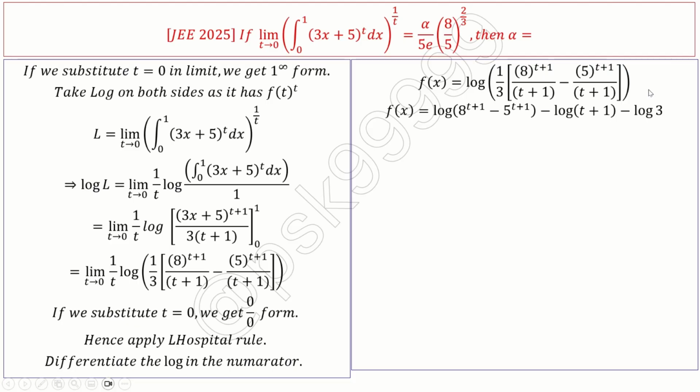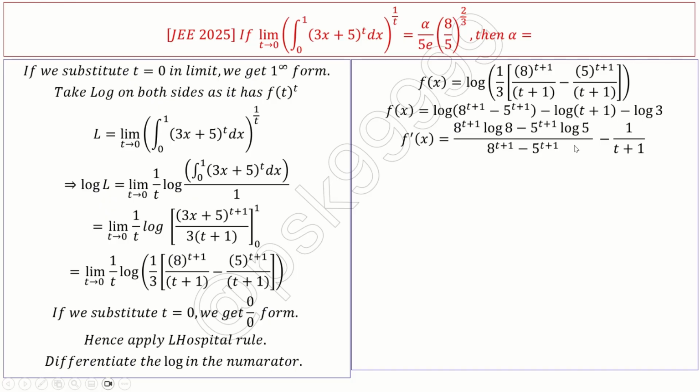So f of t is nothing but log of (8 to the power of t plus 1 minus 5 to the power of t plus 1), minus the denominator, which is log of t plus 1, minus log 3, because this is multiplied with 1 by 3. So minus log of 3. If I differentiate this, f dash t is, first thing is, log of x differentiation is 1 by x, right? So this will become 8 to the power of t plus 1 log of 8.